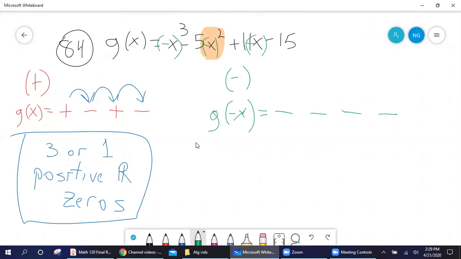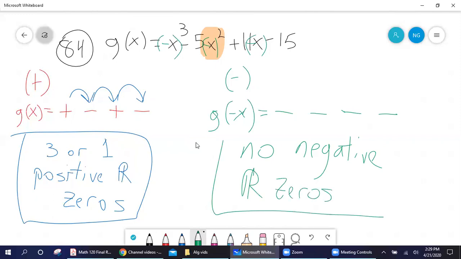Notice there are no sign changes. It goes negative throughout, so there are no negative real zeros. It's not asking me to find them on that problem, it's just asking me to address how many there could be.